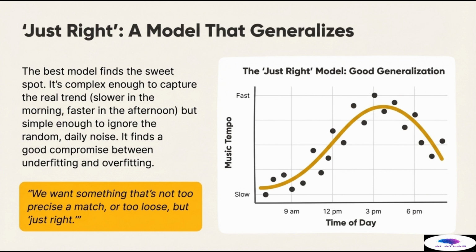It has intelligently filtered out the daily, random noise, the small fluctuations where the owner chose a slightly faster or slower song on a particular Tuesday morning, and instead focused on the consistent, general preference pattern. This model is complex enough to capture the real dynamics, but simple enough to maintain stability and robustness. It represents a good compromise between the simplicity of underfitting and the complexity of overfitting. If we deploy this model, we can trust that it will make accurate, predictable recommendations for music tempo on any given day, not just the days it was trained on. We want something that's not too precise a match or too loose, but just right.